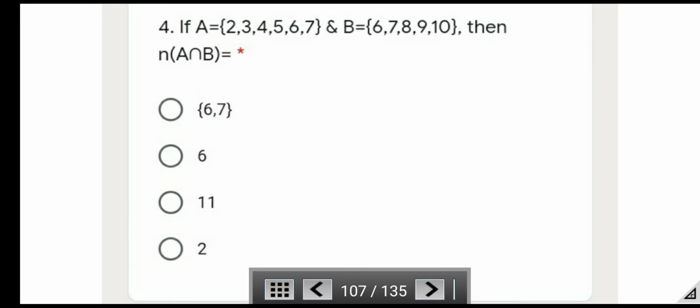Next question, if A is equal to 2, 3, 4, 5, 6, 7 and B is equal to 6, 7, 8, 9, 10, then A intersection B is equal to 6, 7.